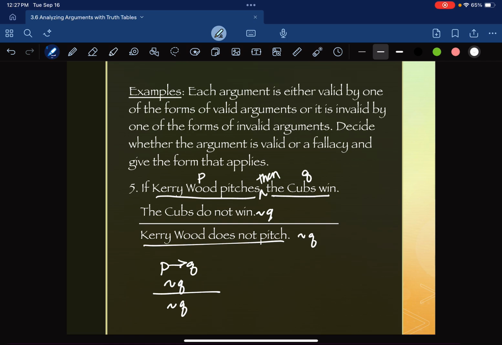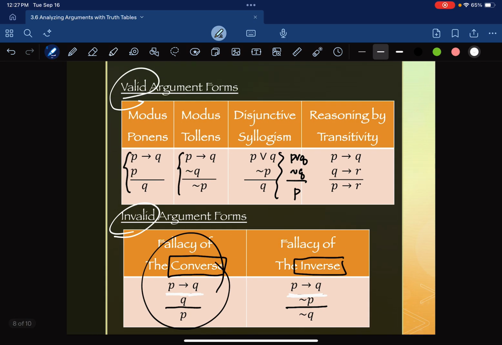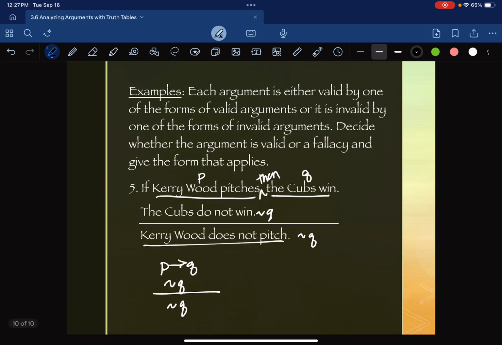So we're going back over 2 slides. We're going to take a look and see which one this matches. And this one matches right here with modus tollens. Therefore, it's a valid argument. So our argument is valid by modus tollens.